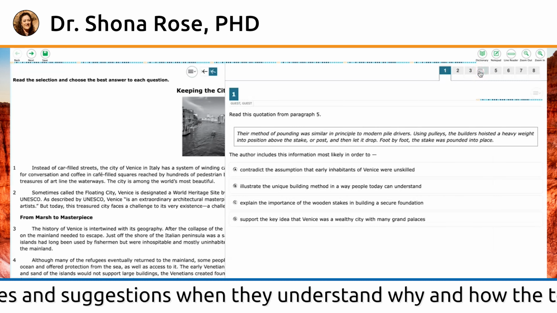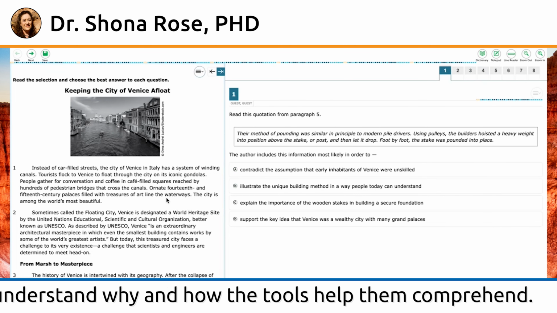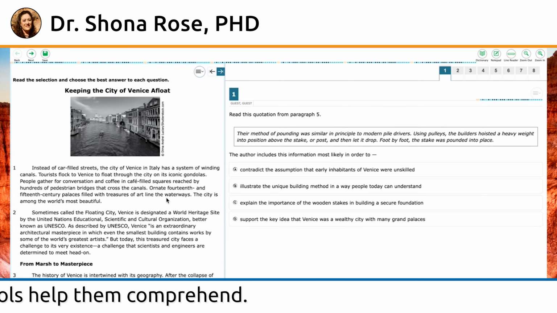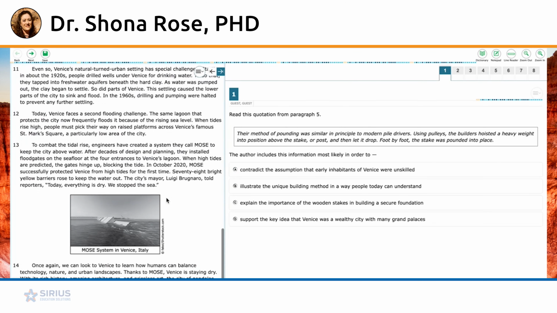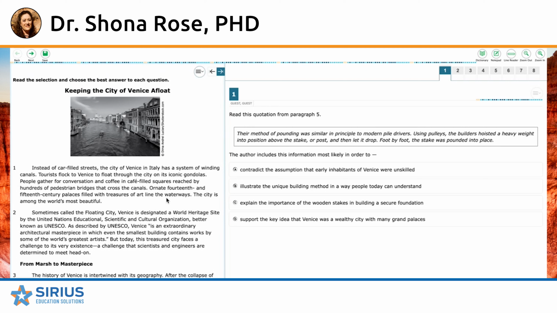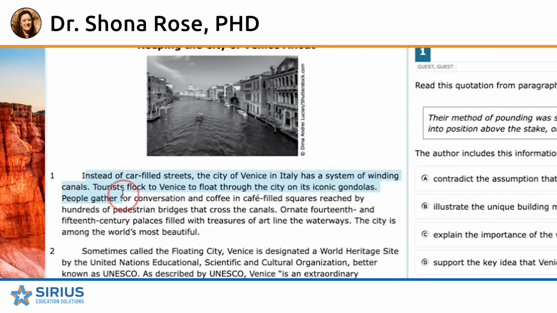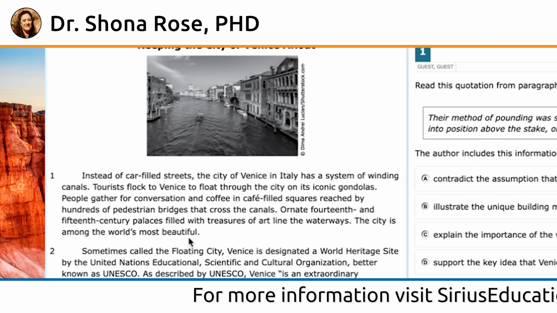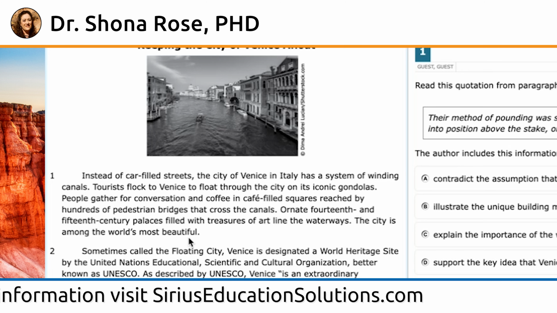So part of using the hide and reveal tool is helping the student navigate how they feel about consuming a particular amount of text. The other thing that's really important about consuming the text and reading the lines is a lot of kids have trouble with the return sweep of a line. They get lost and they don't really realize where they are in the beginning of the next line. So sometimes this is what happens. "Instead of car-filled streets, the city of Venice in Italy has a system of winding people gather for conversation and..." See how that doesn't make any sense?